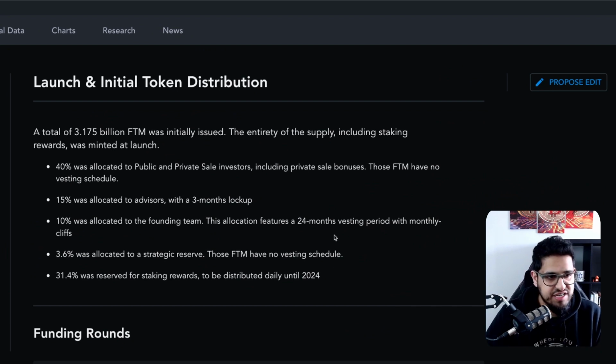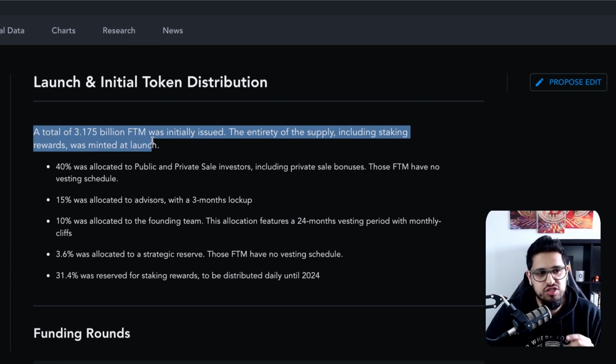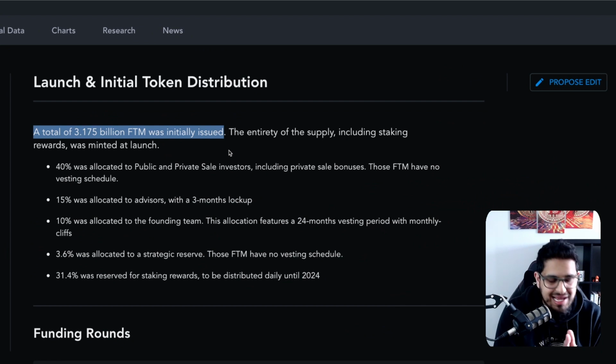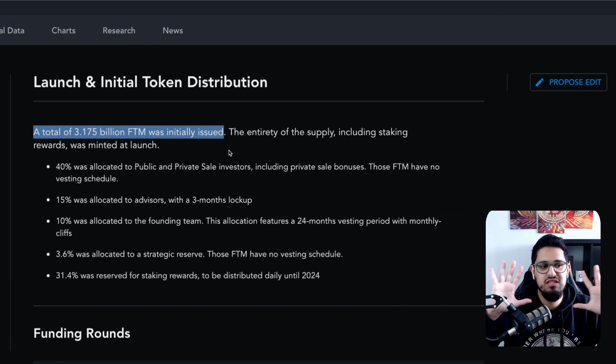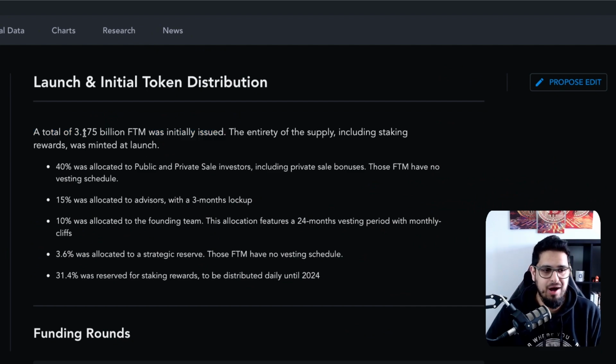Now, with Phantom specifically, we know that on day one when they started the project, a total of 3.175 billion Phantom were initially issued. Okay, that means they were minted at launch and they were created in the smart contract. Okay, then they decided to go through some allocation. Now, how can we verify this?